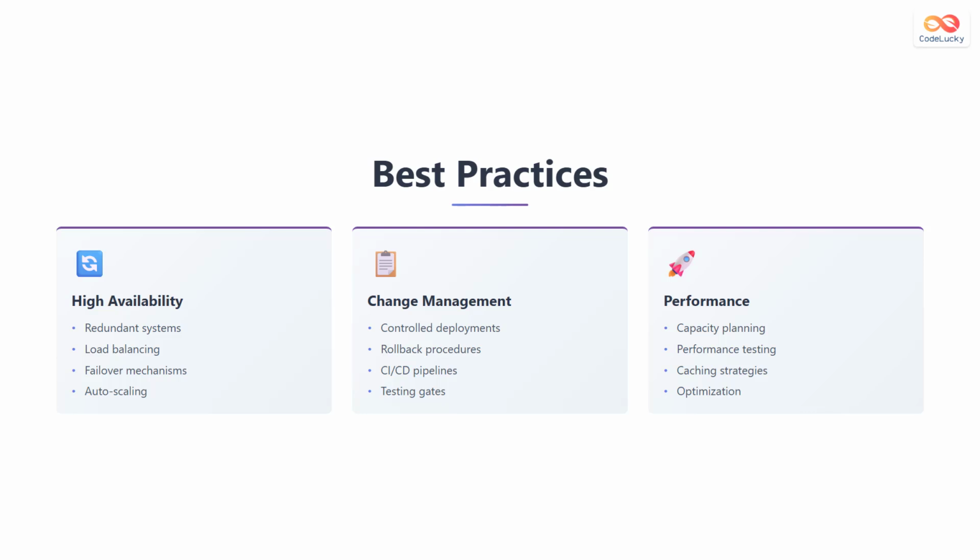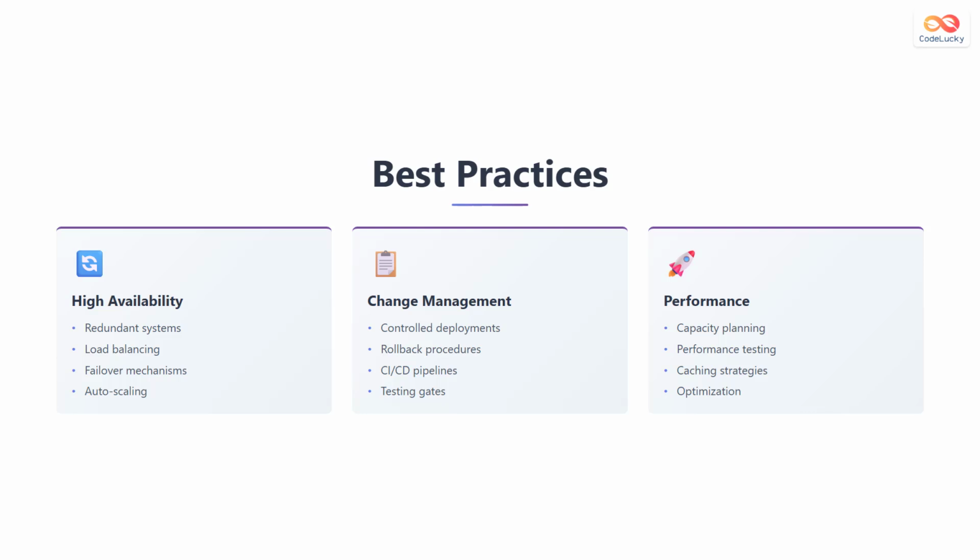3 best practices ensure production excellence. First is high availability. This means designing your system with redundant components so if one part fails, backups take over automatically. Load balancing spreads incoming traffic across multiple servers. Failover mechanisms automatically switch to backup systems during problems. Autoscaling adds more resources when demand increases.